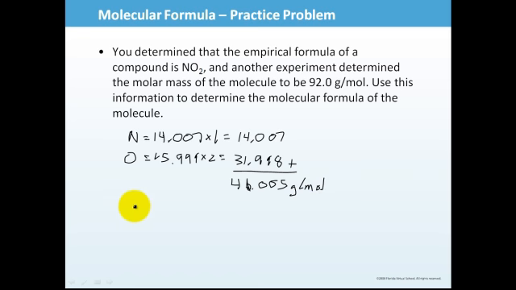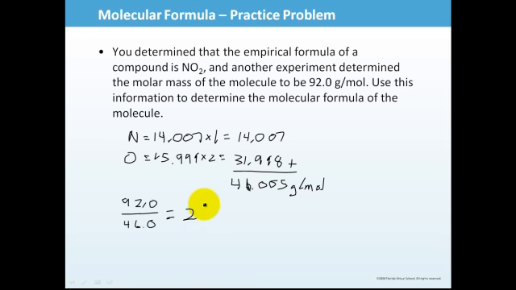All right, so step 2 is to figure out our multiplier. And again, to figure out the multiplier, we simply take the molecular mass, in this case the 92, and we divide that by the empirical mass, which is the 46.0, and that would give us 2. Okay, that 2 is our multiplier.